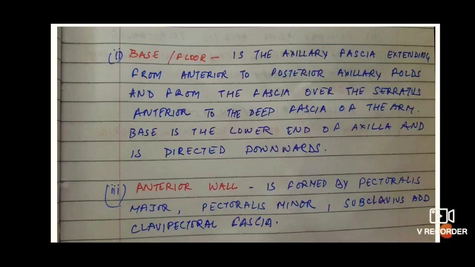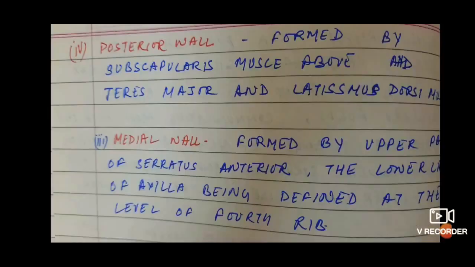Anterior wall: it is formed by pectoralis major, pectoralis minor, subclavius and clavipectoral fascia. Posterior wall is formed by subscapularis muscle above, teres major and latissimus dorsi muscle. Medial wall: it is formed by the upper part of the serratus anterior muscle. The lower part of the axilla is defined at the level of the fourth rib.